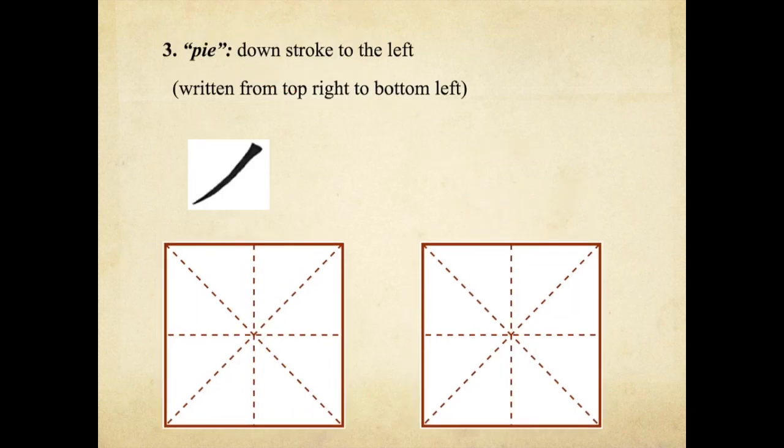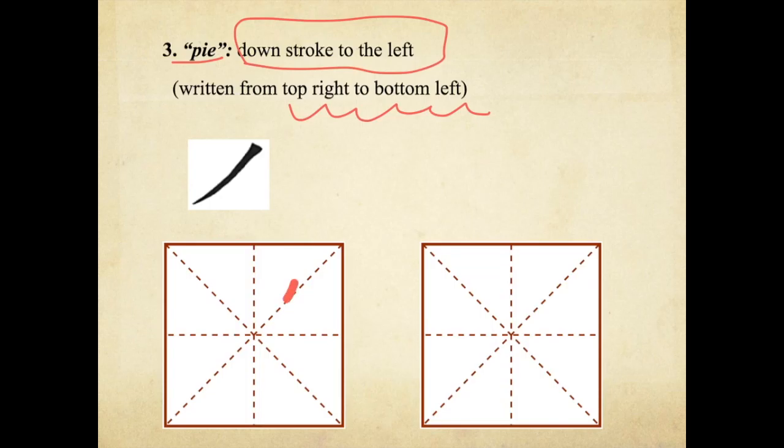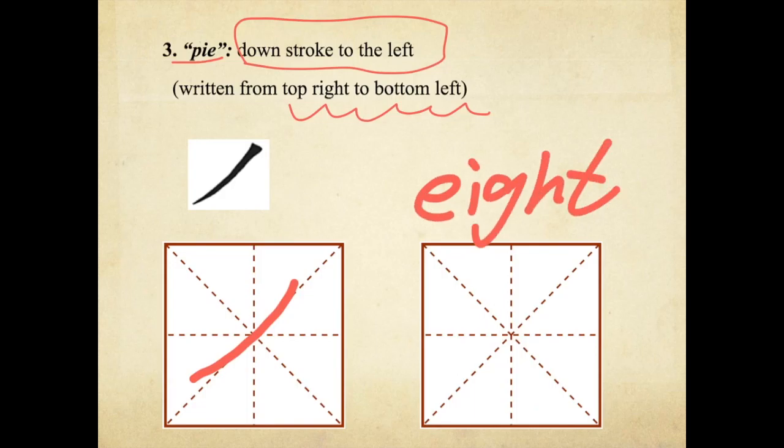Let's continue. The next stroke is pie. We call it downstroke to the left. When we write it, we should write from the top right to the bottom left, which looks like this. I'd like to take the word for 8 as an example here. So how to write 8 in Chinese? We learned the pie, the downstroke to the left one, and do another stroke.